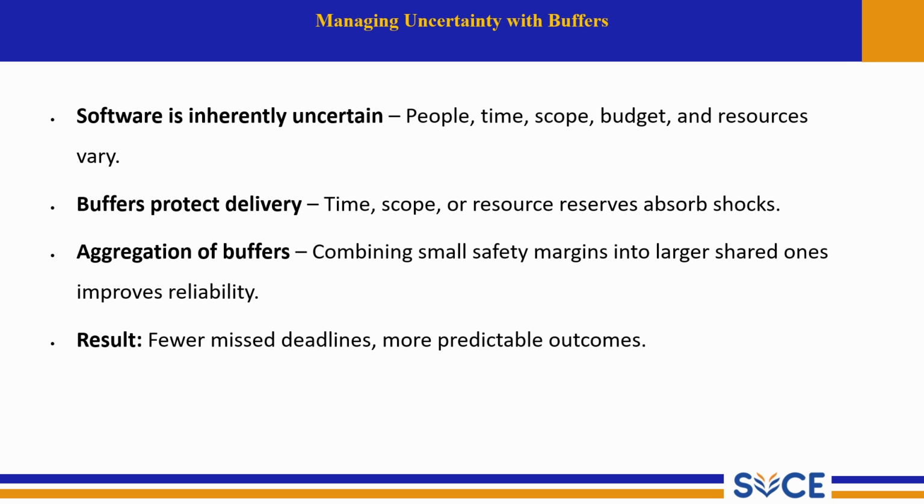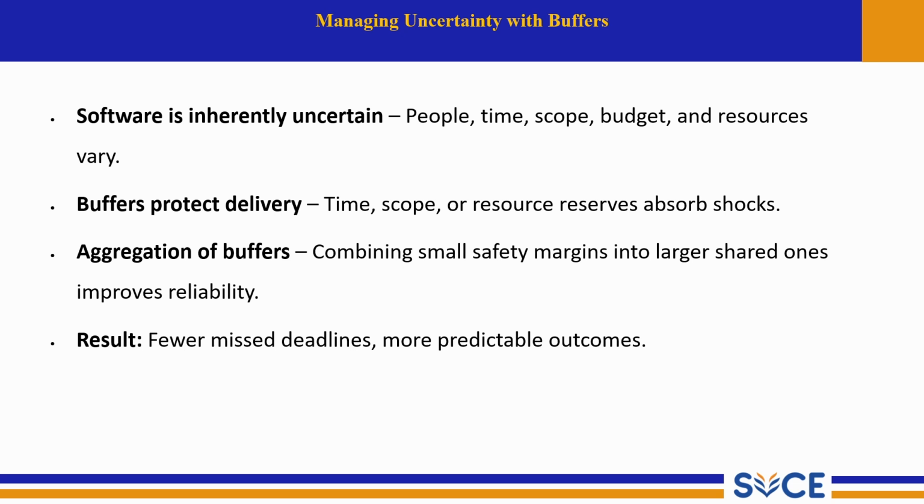And the last one is the result. By managing the uncertainty with the buffers, Agile teams avoid missed deadlines and achieve more predictable outcomes. Buffers reduce the stress, improve planning accuracy, and help teams deliver on time even when unexpected problems occur. Now that we have discussed managing uncertainty, let's see how Agile uses the flow technique to improve the performance.